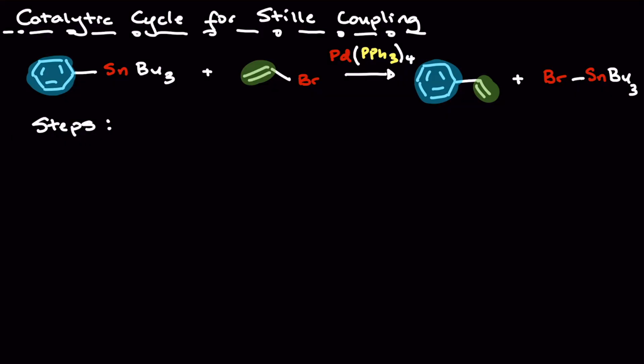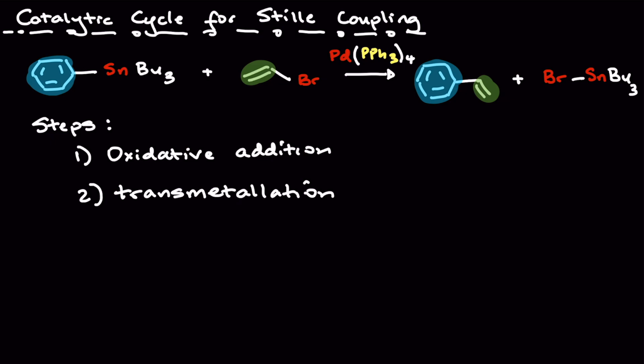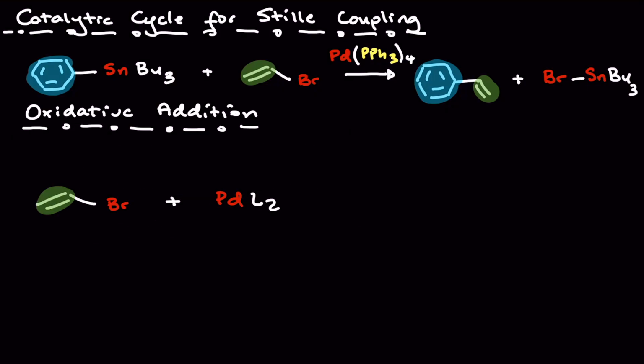But there are three major mechanistic steps for your Stille coupling. The first is your oxidative addition. The second is called a transmetallation. And then the third is called a reductive elimination. And we're going to go through each of them one by one, and then we're going to put it together in a catalytic cycle. In the first step, your organohalide reacts with your active palladium complex.